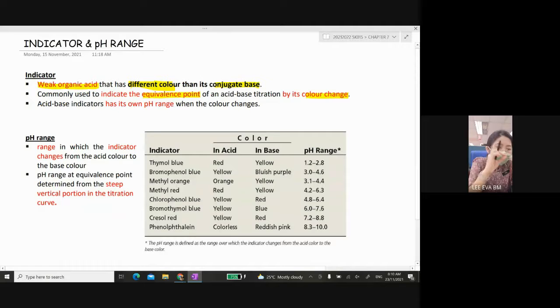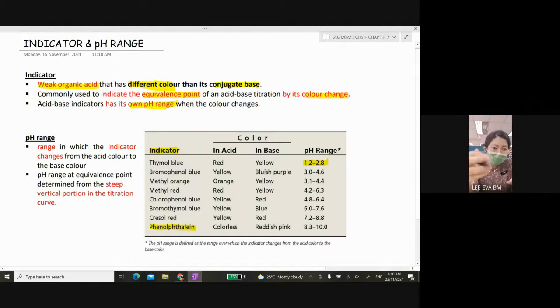Remember, the endpoint is very close to the equivalence point, so it wants to show you where exactly the equivalence point is. This acid-base indicator has its own pH range, therefore you need to choose wisely. Look at the table down below. You have a list of indicators. Thymol blue has a pH range of 1.2 to 2.8, so it's very acidic. Then you have bromophenol blue, methyl orange, methyl red. The common one that we use is phenolphthalein.